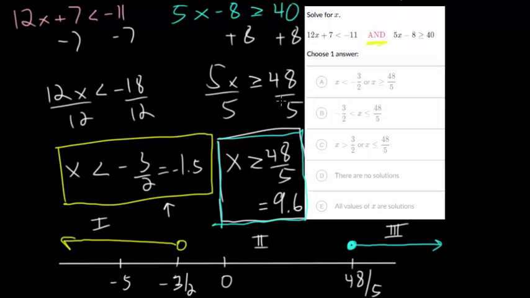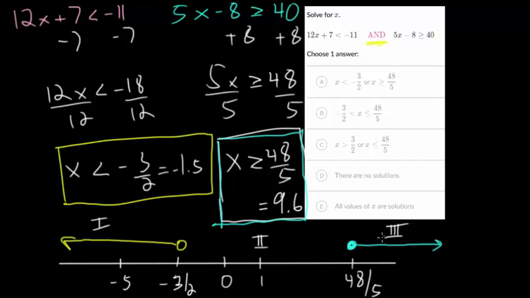And for an AND statement, it has to work in both to be a part of the solution. So all values in region 1, they will satisfy the yellow one, but they will not satisfy the blue one. So region 1 is not part of our solution. Now region 2 is a little bit more obvious. There's no inequalities here. So a value like 1 does not satisfy either of these. It's not less than minus 3/2. It's not bigger than or equal to 9.6. So all values in region 2 do not solve either inequality.